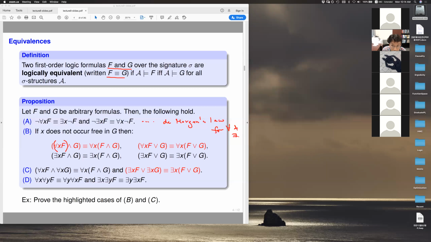And I think that's the end of today's lecture. Before finishing, let me mention two things. First, I want to encourage you to prove the semantic equivalences for the highlighted ones, these three red semantic equivalences, at home as an exercise.